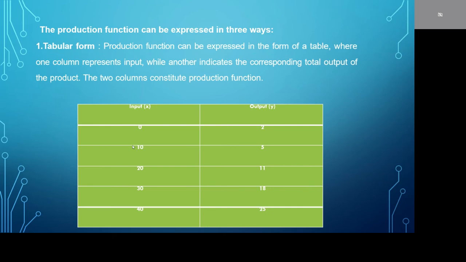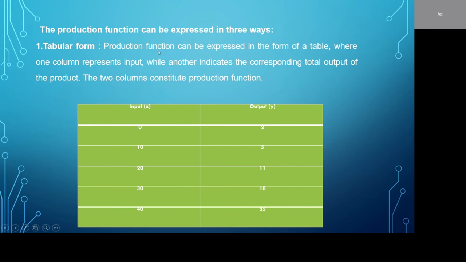Next slide. Production function is expressed in three forms or three ways. Those are tabular form, graphical form, and algebraic form. First, we will see about tabular form.